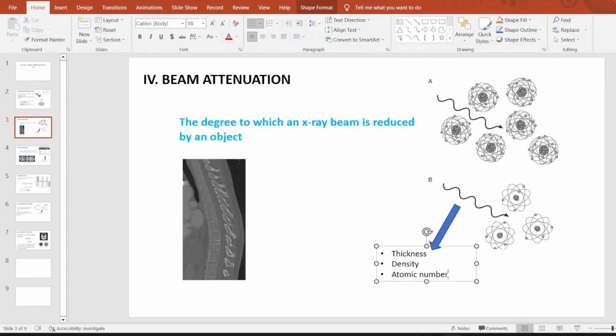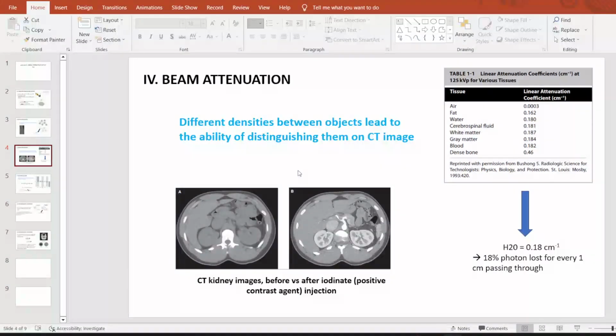What does it mean? It means that with bone, with our lung, with our kidney, the beam attenuation phenomenon occurs differently. And that is the reason why we can use this phenomenon to create images that can distinguish our organs. Why? Because every single organ, every single tissue, every single structure has a different beam attenuation when the X-ray meets it.